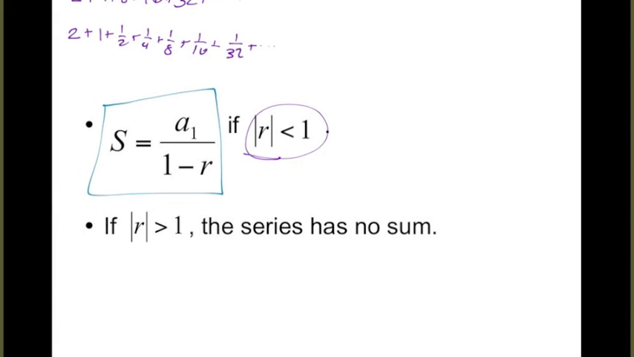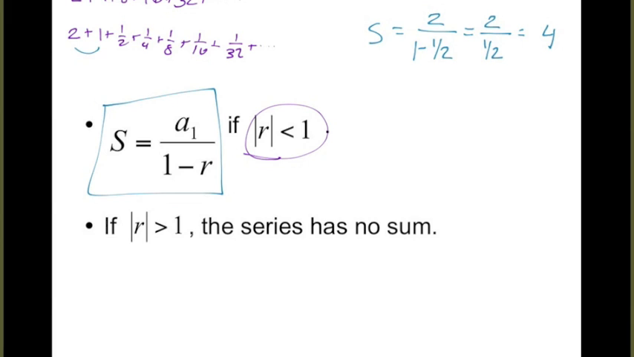If that ratio is smaller than 1, a fraction like a half, then we can use this formula. So in this case up here, our sum is equal to the first term, 2, over 1 minus a half. So this would be 2 divided by 1/2, which is 4. That means if I add up all the terms of this forever, it's going to keep getting closer and closer to being 4.